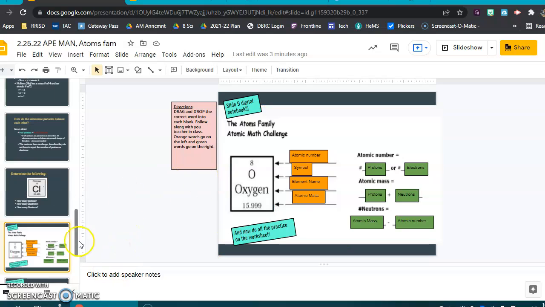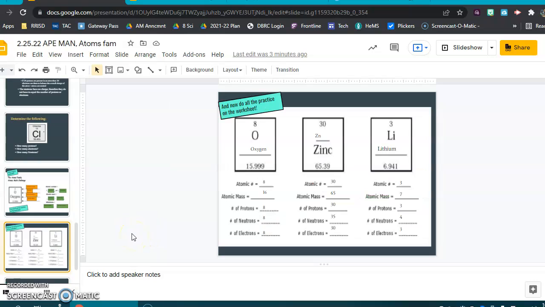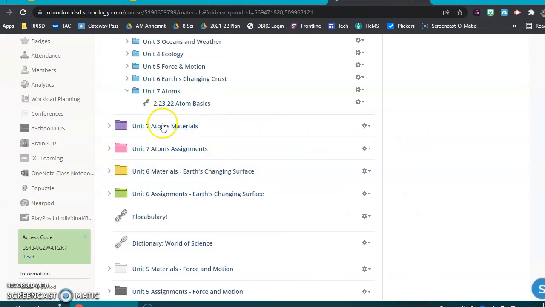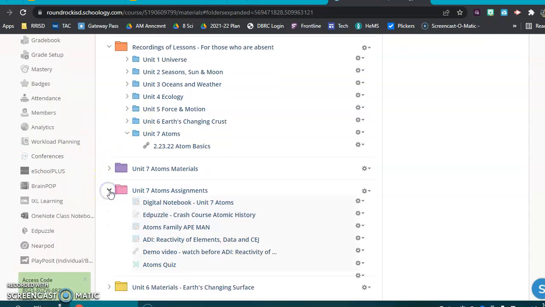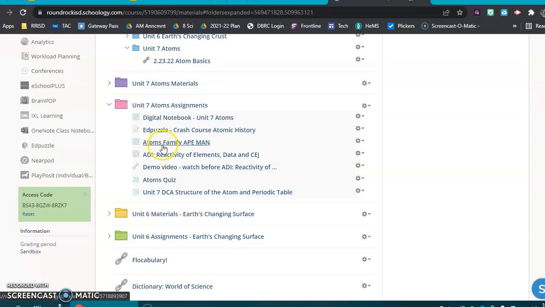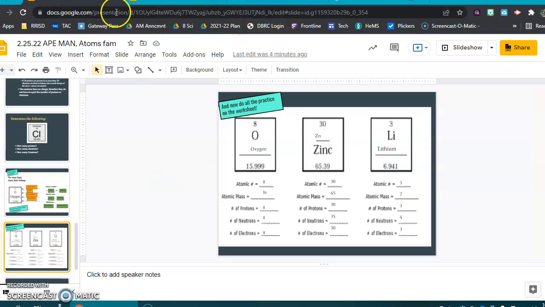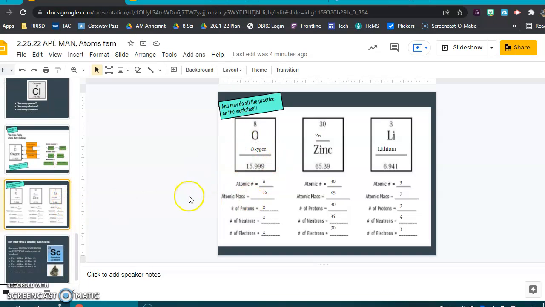Very good. So we drag and dropped this together here on the slides, as you see here, and we filled in these. Now this worksheet is available if you are with us and you are not with us face-to-face. Your makeup will be right here: Atom Family Ape Man. It's a little different than what our friends in class did, but it's the same worksheet, so you have different elements to work on. These are some examples. You can pause and take a look at this.